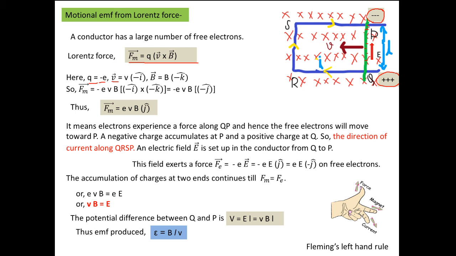So an electric field is set up. That is, the direction of the electric field will be Q to P. Now see, the conventional current is taken from positive to negative. So the direction of current in the loop will be Q, R, S, P. But see, I hope so, that our textbook needs a correction there.